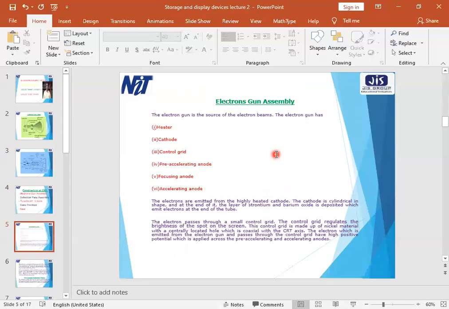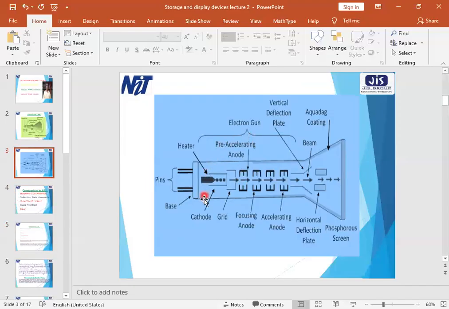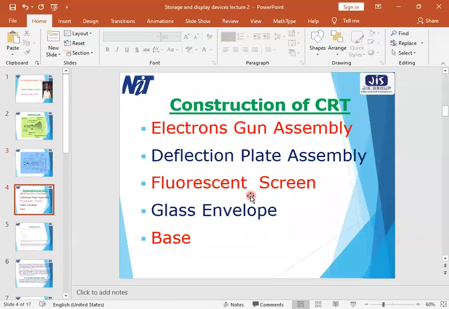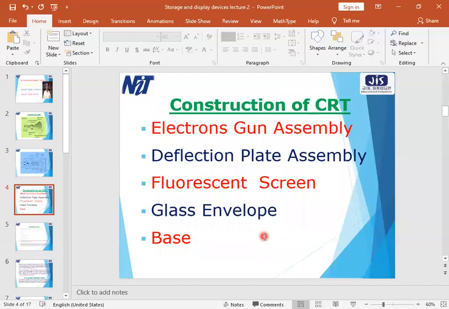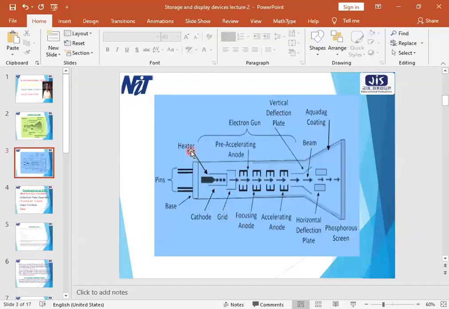At first, the electron gun assembly. I told you earlier that it has the heater, cathode, grid, pre-accelerating anode, focusing anode, and accelerating anode. Let us try to understand what actually happens. When the filament is heated to a very high temperature, electrons are ejected from the filament. Then the grid controls the inflow of the electrons.